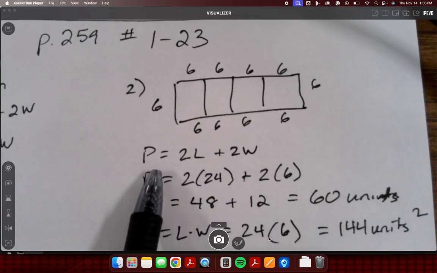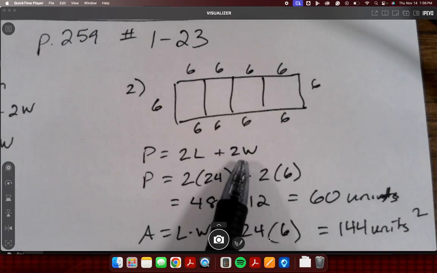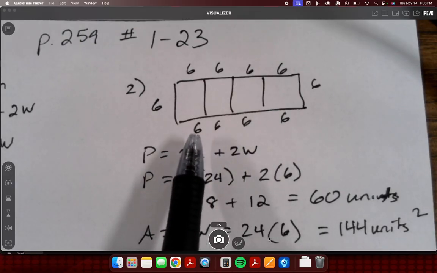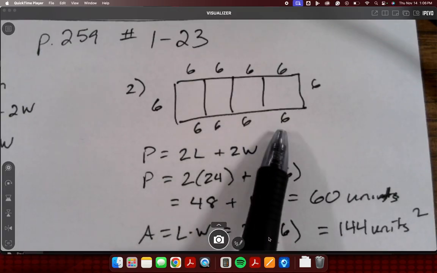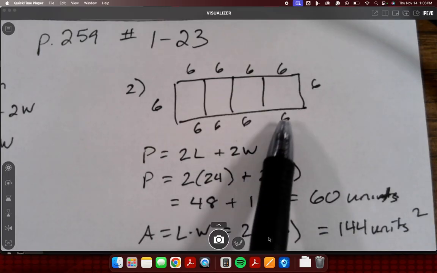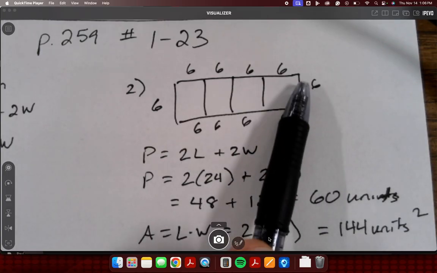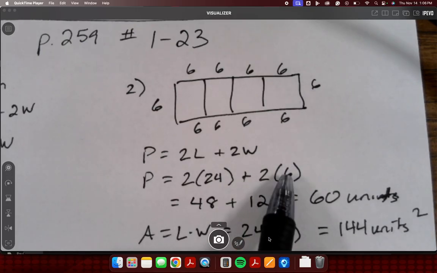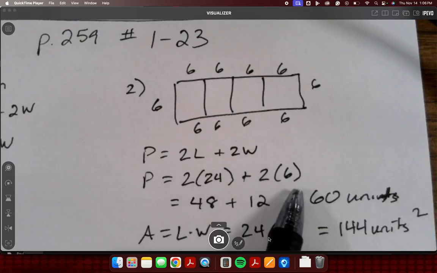So the perimeter formula is 2L plus 2W. And this is our length. So that's 4 sixes. So 4 times 6 is 24. So I put 24 in for the length. The width is just 6, I may have said inches, they just said units, but 6 units. So we put 6 in for the width.